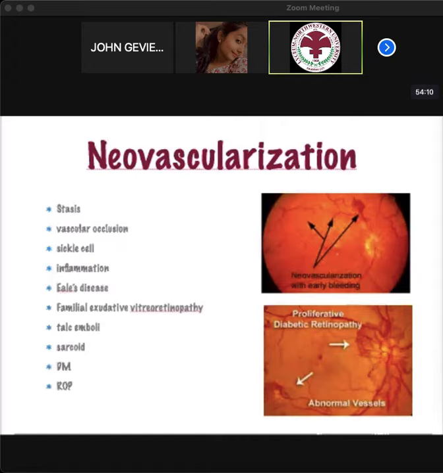Neovascularization naman, these are abnormal new blood vessels that are very fragile and thin in caliber that easily break. So it is a very important lesion in the proliferative type of diabetic retinopathy that can easily rupture and cause hemorrhage or vitreous hemorrhage. So these are the diseases that can also produce neovascularization in the retina. Unlike the normal retinal blood vessel, they are very fragile, so they are abnormal.